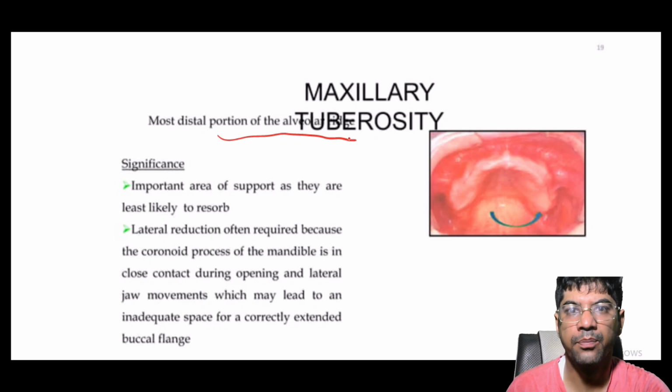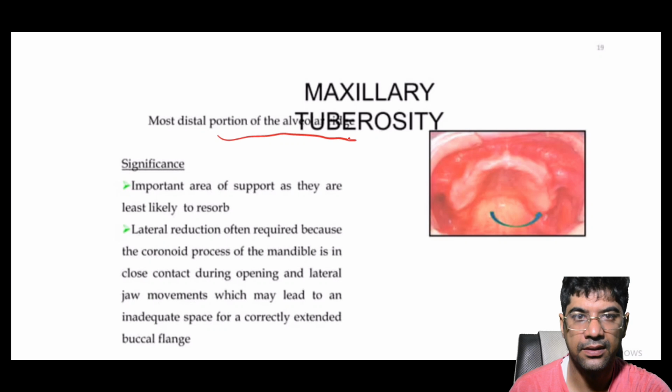Now, why is the posterior palatal seal important in denture design? We know the posterior palatal seal aids in retention, prevents food accumulation and compensates for polymerization shrinkage. So there is a tight fit between the denture and the soft palate, which enhances the overall stability.